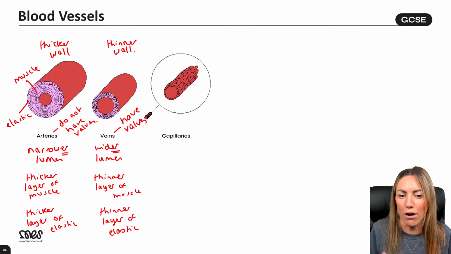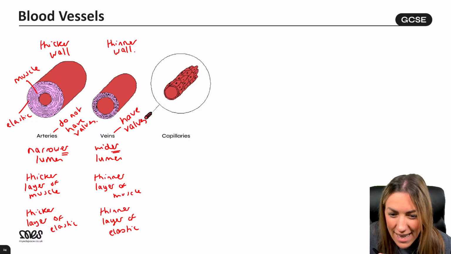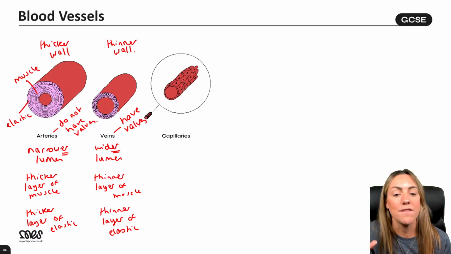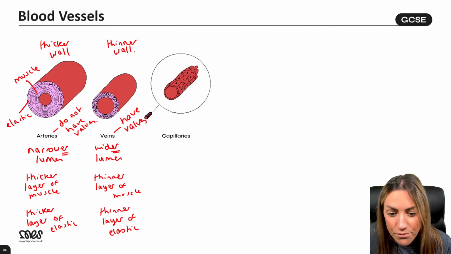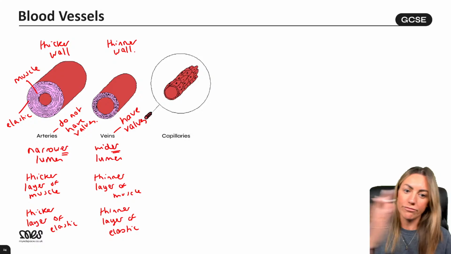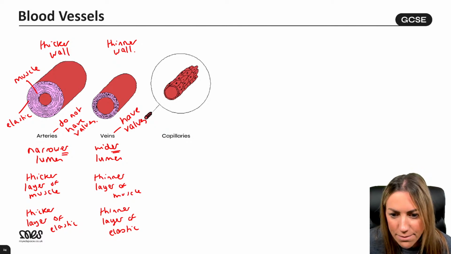It's at a much higher pressure. The wall needs to withstand that pressure. Yeah, that's the reason, isn't it, Bethany? The higher pressure. And the valves, as we said, for the heart, they prevent the backflow. Why is the pressure higher? Because arteries carry blood away from the heart and the left ventricle has contracted with great force. The blood is moving much more quickly at higher pressure in the arteries.